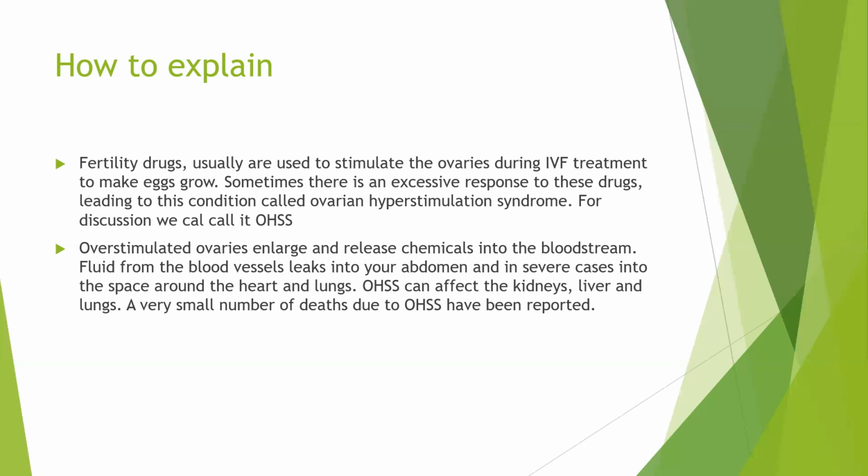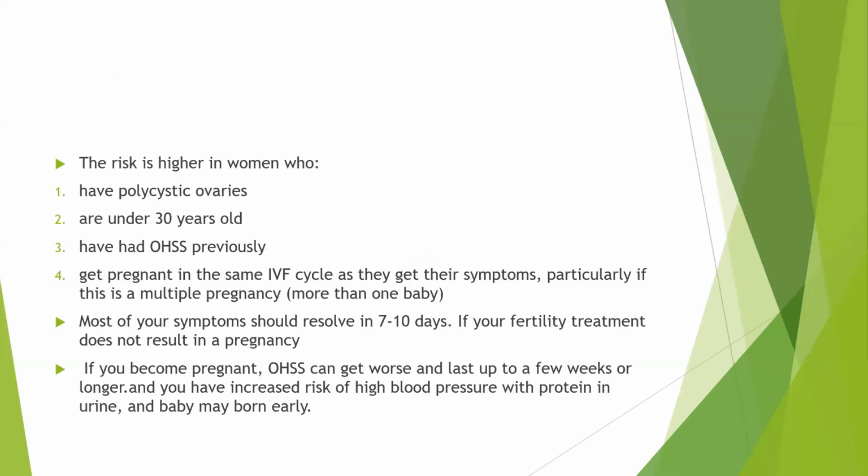Overstimulated ovaries enlarge and release chemicals into the bloodstream. Because of these chemicals, fluid from the blood vessels leaks into your abdomen and, in severe cases, into the space around the heart and lungs. OHSS can affect the kidney, liver, and lungs. A very small number of deaths due to OHSS have been reported.